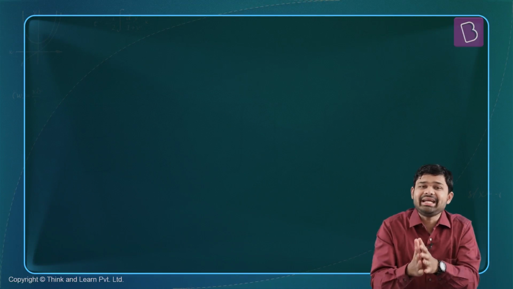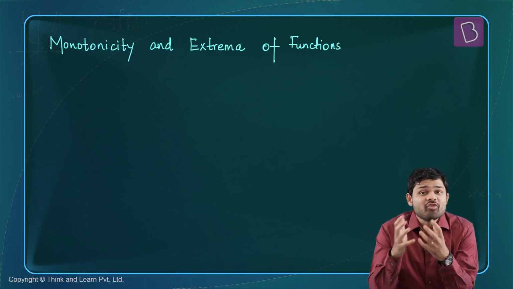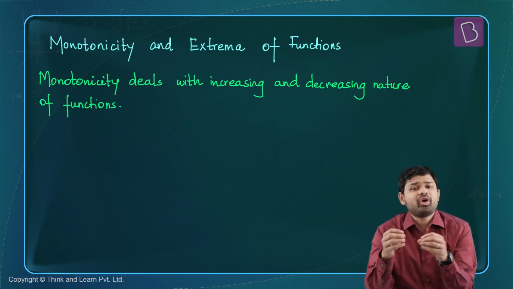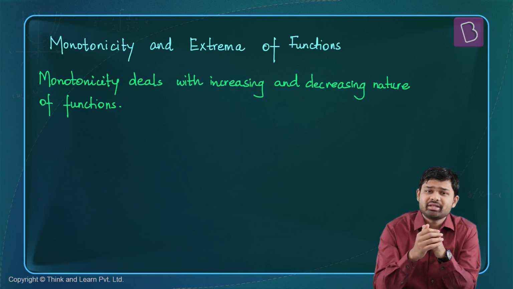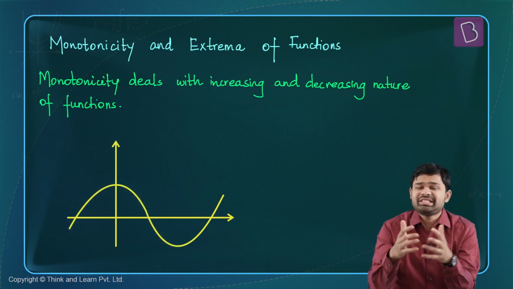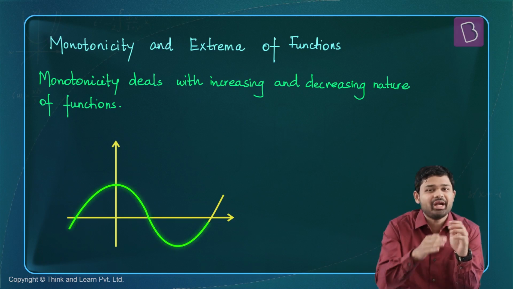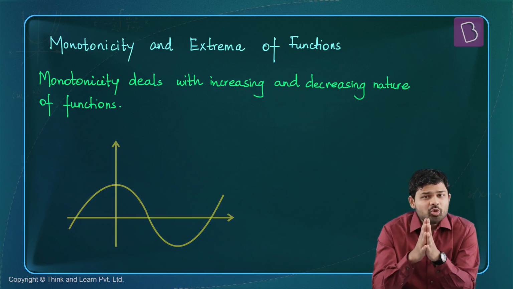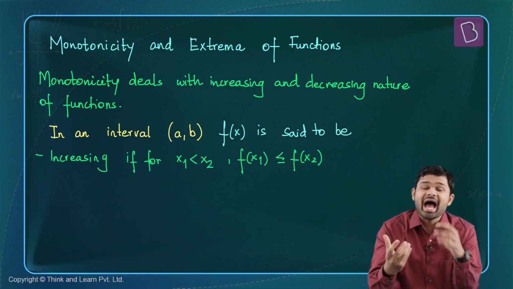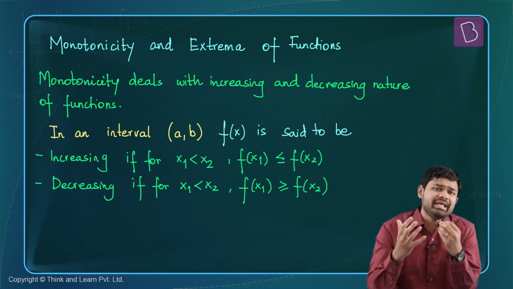So what exactly does monotonicity deal with? Well, monotonicity is a very fancy word given for determining the increasing and decreasing nature of functions. For any continuous function, if you look at the graph of those functions, they increase sometimes, they decrease sometimes, all such things keep happening. So throughout the domain of a function, the function tends to go up and down and up and down. So monotonicity will help you determine where a function is increasing and where a function is decreasing.